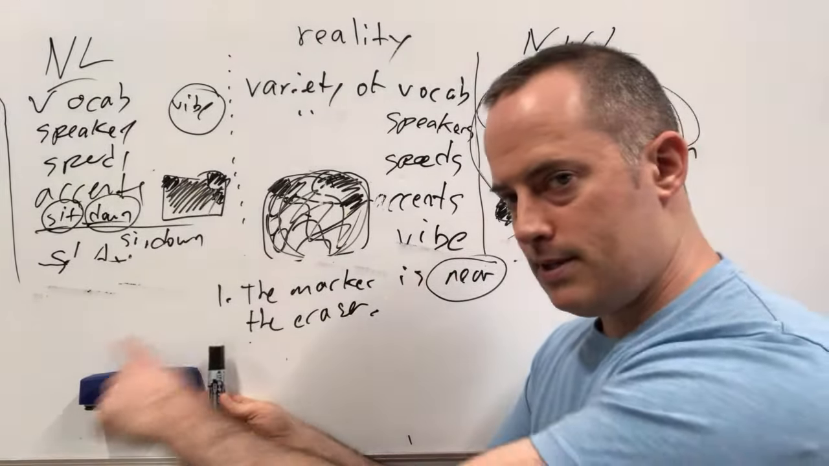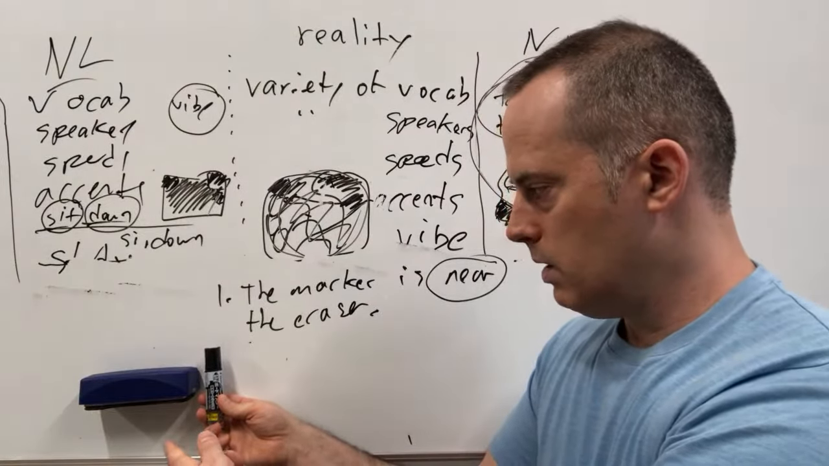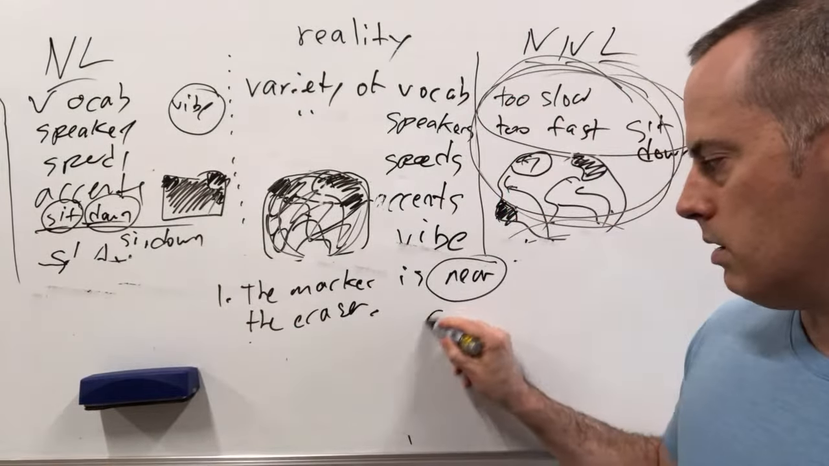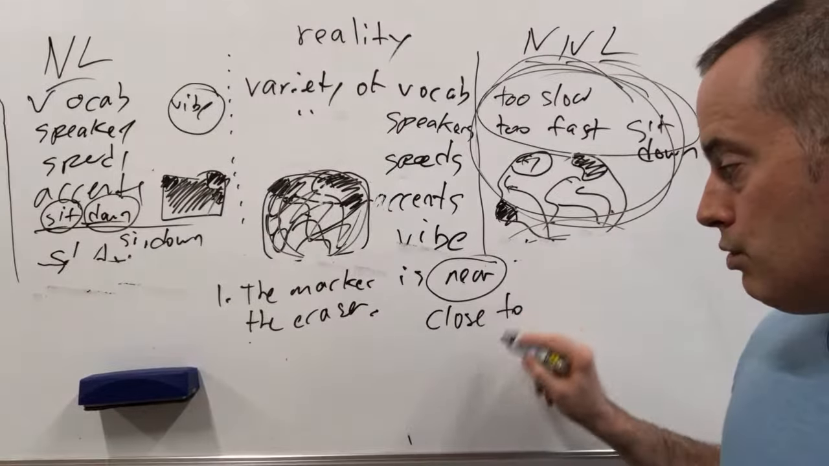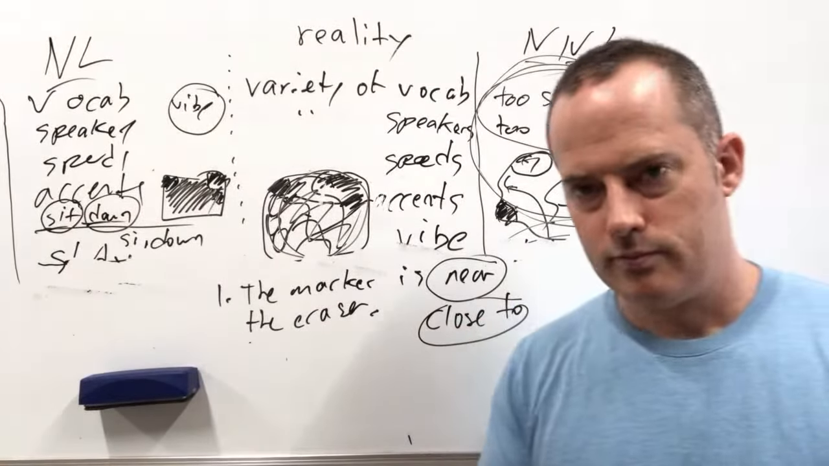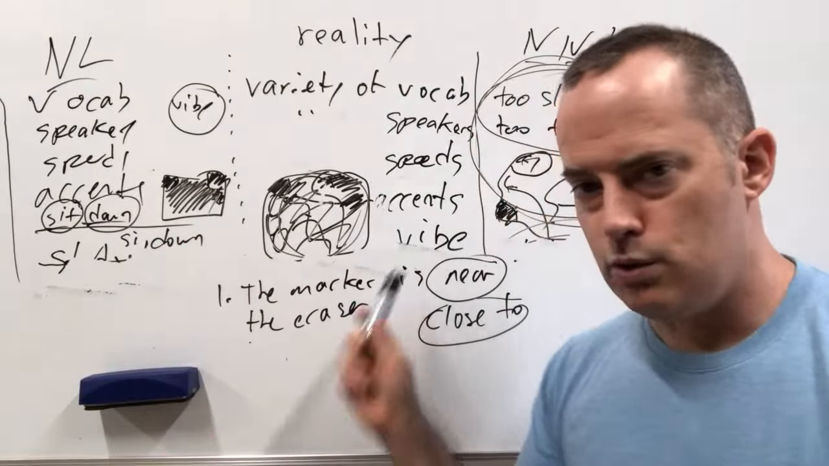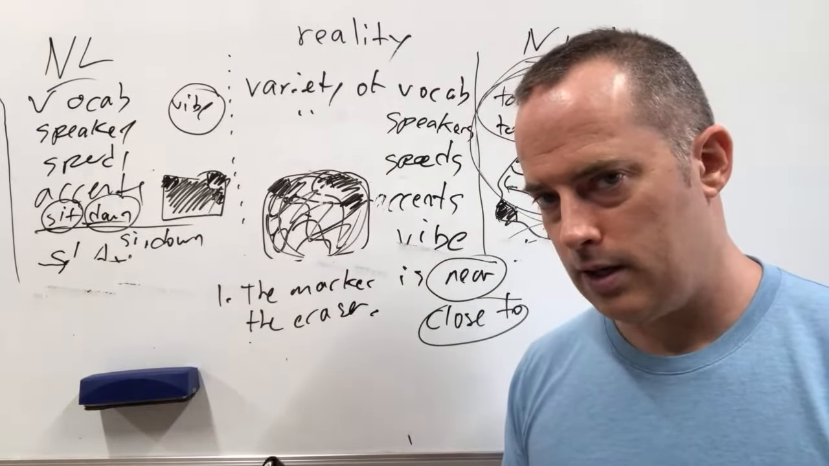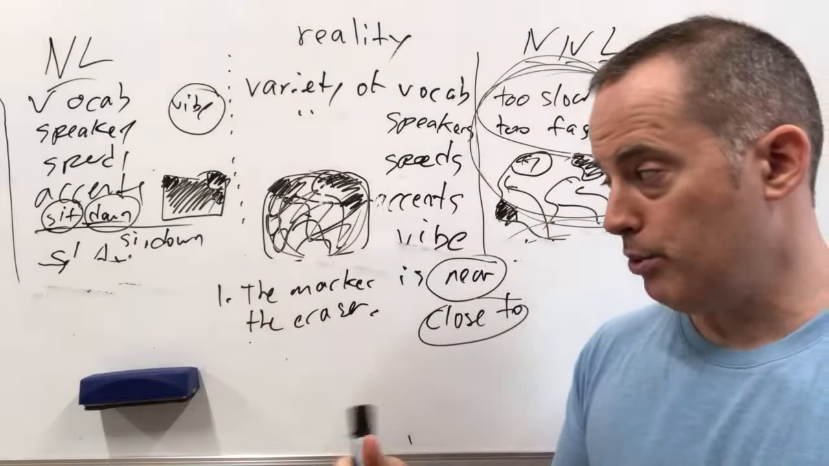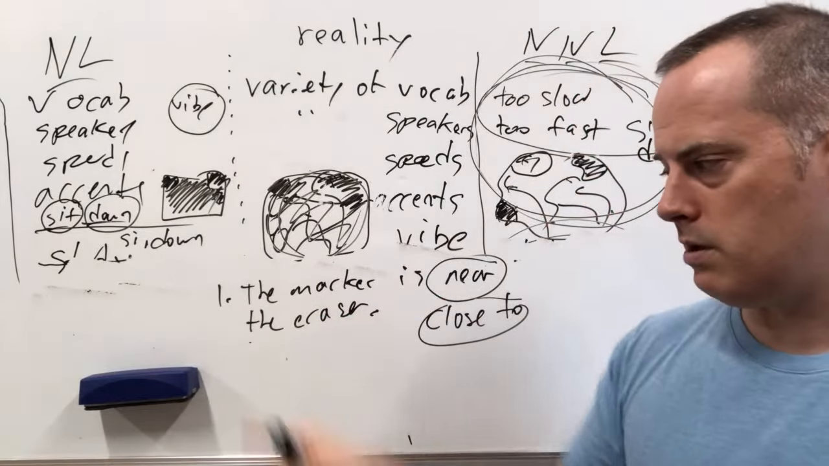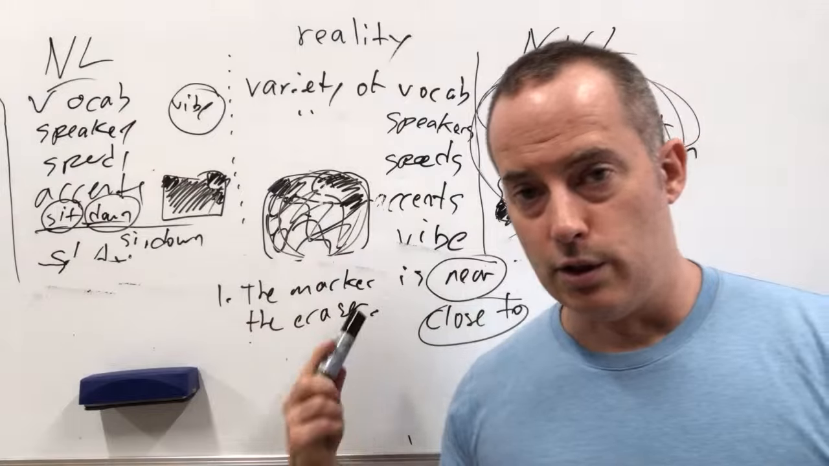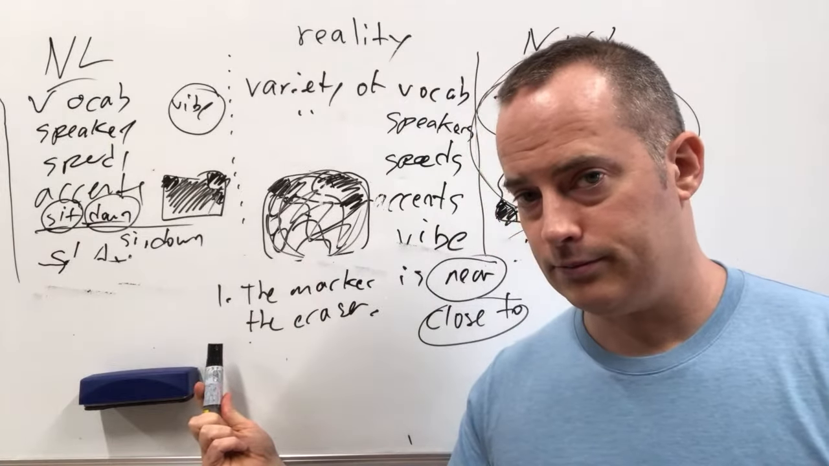Now, if I keep this exact same situation, and then I say, oh, the marker is close to the eraser, then you learn for this situation, you could use either of these, all right? And this is just two examples. So the first example is the marker is near. Second example, the marker is close to something else, all right?